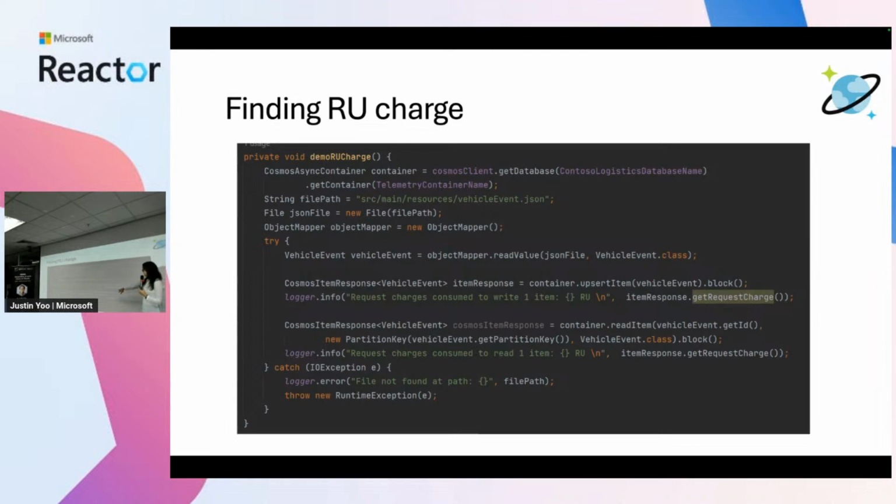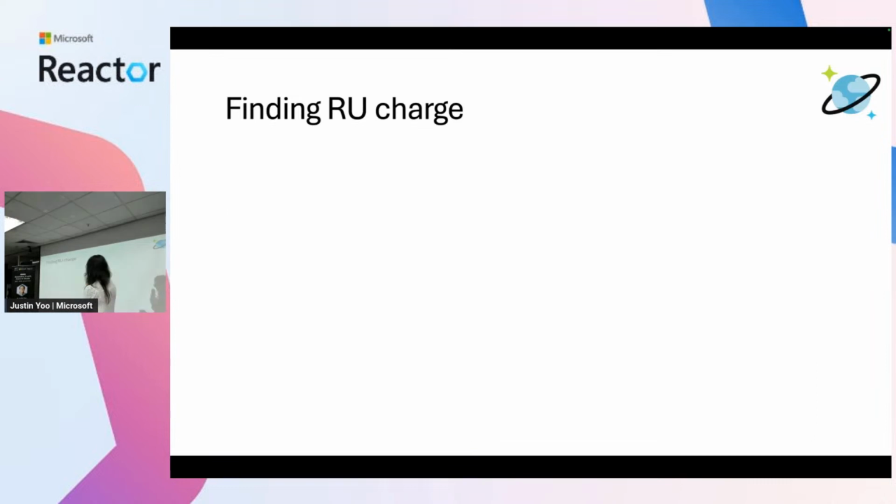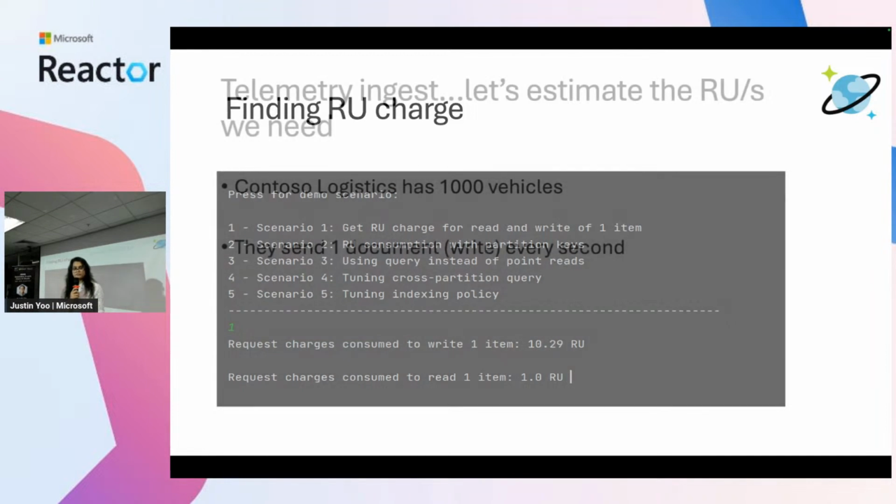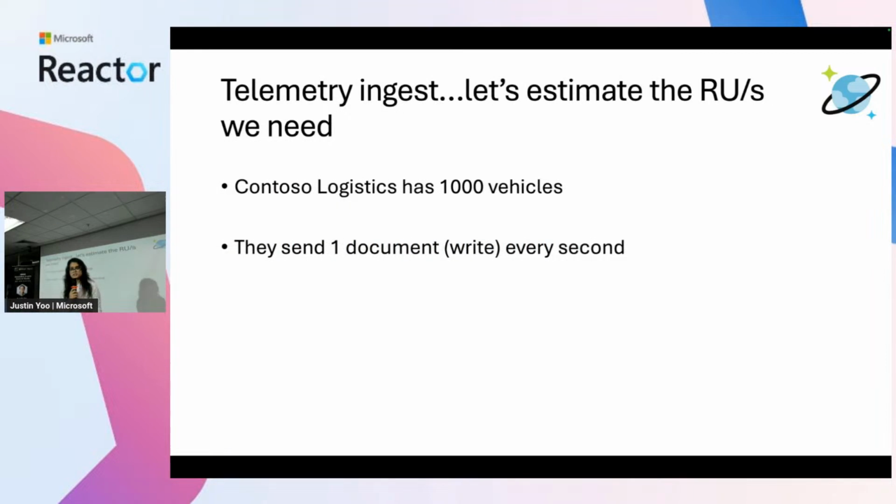Similarly, I'm reading the same document and finding the request charge for the read operation as well. And when I run this code, this is the output that I get. So I can see that to write the document, it takes 10 RUs, while to read, it takes just 1 RU. So with that information, let's try to estimate the capacity that we need for our container.